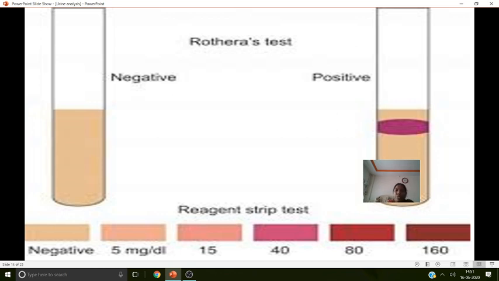So reagent strips test: nowadays strips are also available. Just by dipping the strip in the urine, we can observe all these colors.